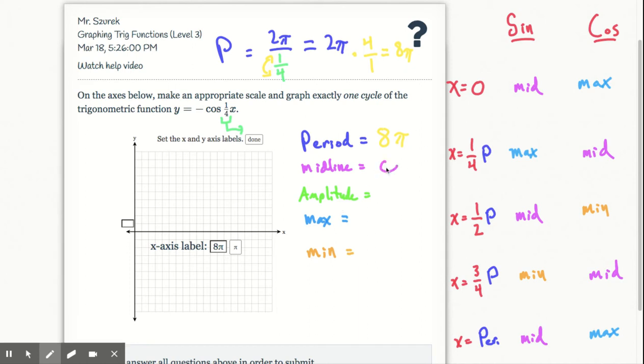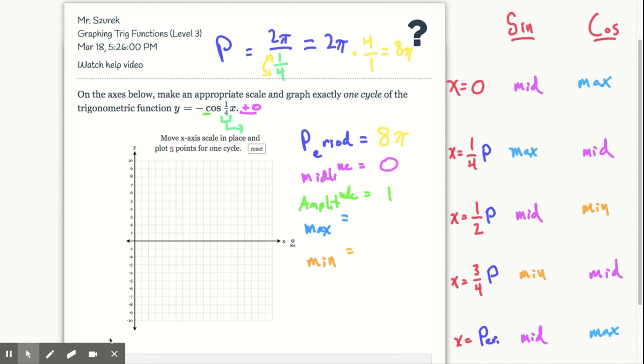The midline is 0 because we don't see any number being added out to the side. What is the amplitude? The amplitude is going to be 1. Again, we don't see any number out front. Therefore, we know we need to treat that as 1. We can't just treat it as 0 because otherwise the whole thing would be 0. Our amplitude is 1, our midline is 0. So the highest value we'll get to is +1, and the lowest value we'll get to is -1, which means that we're safe to set the scale at 1.